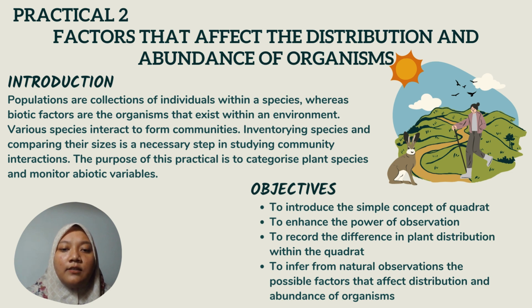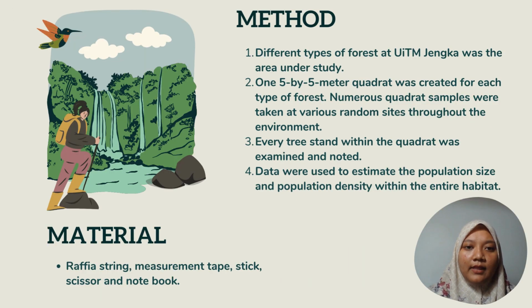The objective of this lab practical is the quadrat concept, which aims to enhance observation power, record plant distribution differences, and infer factors affecting organism abundance and distribution from natural observation. Next, for the method, firstly, one 5 by 5 meter quadrat was created for each type of vegetation.